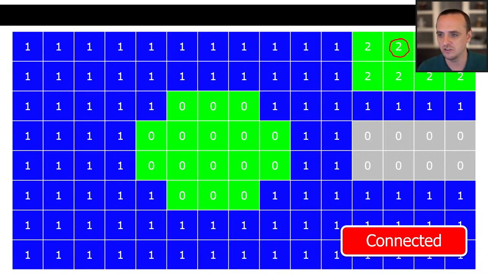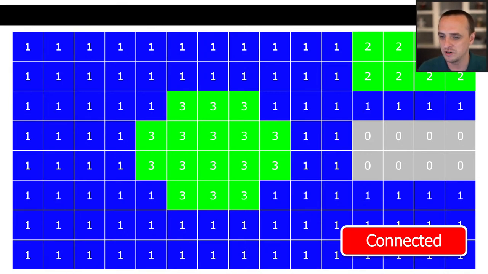So now I check these two. Then I go to the next line. I'm checking. All of these are non-zero. Checking. Now I get to another zero. So if it's a zero, then I'm going to set it to my previous value plus one. I do a BFS out from there.